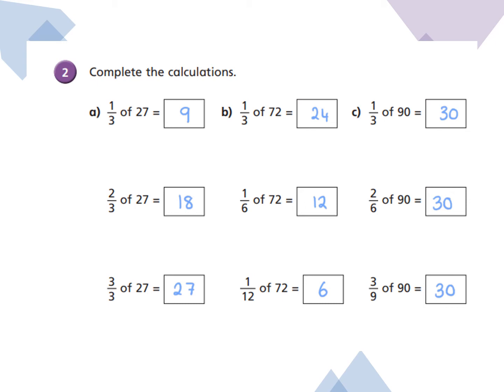For B, we've got 1/3 of 72. So we take 72, we divide it by 3, and that would equal 24.